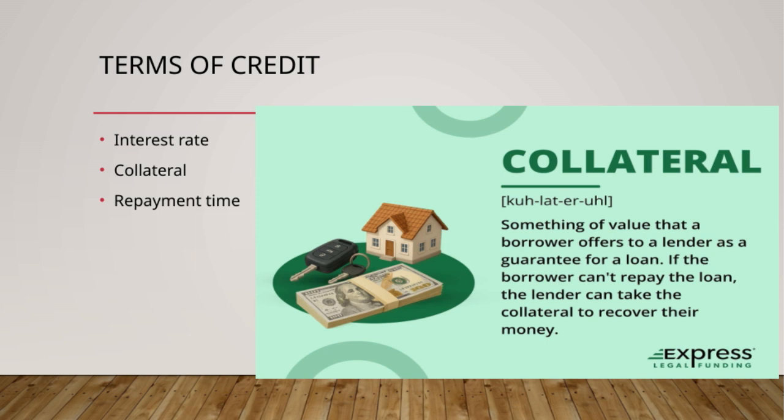Let's take a closer look at some of the key factors that influence credit agreements. First, interest rate. This is essentially the cost of borrowing. It's important because it affects how much you'll ultimately repay. A lower interest rate can make a big difference in your total repayment amount. Next, collateral. This is what you offer as security for the loan. It could be assets like property or equipment. Collateral provides reassurance to lenders, reducing their risk and often leading to better loan terms for you.